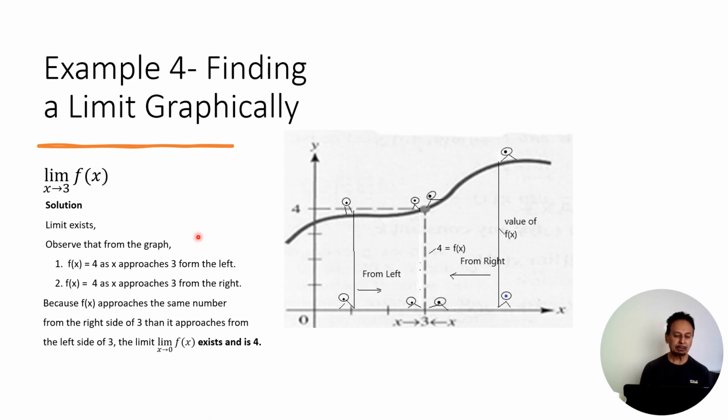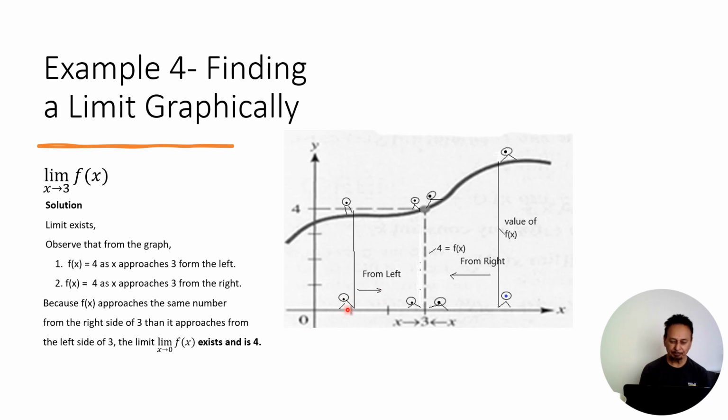Example 4. Let's find the limit of a function graphically. Here we want to know the limit of f of x as x approaches 3. Here is the 3. Let's move along the x-axis towards 3 from the right side. If we are here, this is the height of the function. If you keep going, the height keeps going down, and when you get close to 3, the height is equal to what? 4. So we can say the right limit is 4.